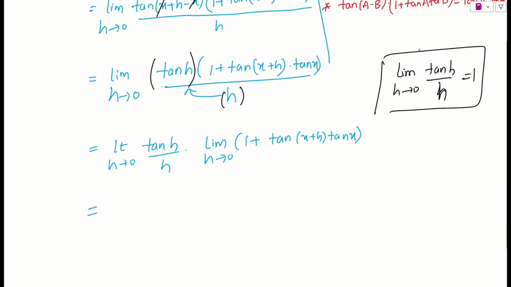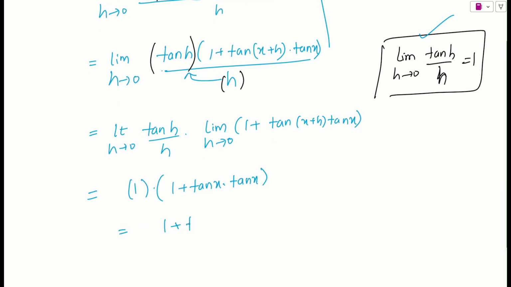So just now I have applied the limit. Limit of tan h by h will be what? This is 1. So 1 into, wherever h is there, we need to substitute what? 0, which gives 1 plus tan x into tan x. What is tan x into tan x? This will be 1 plus tan square of x.